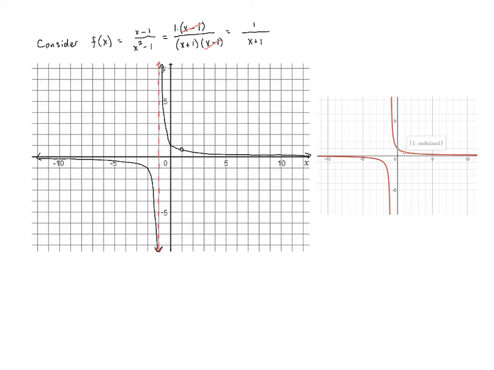In general, if our function is undefined at a certain number because of a factor in the denominator, and that factor is also in the numerator, if they could cancel out, then instead of getting a vertical asymptote there, we will just have a hole in the graph. Now, there's something very subtle that's going on here that I want us to be very careful with.